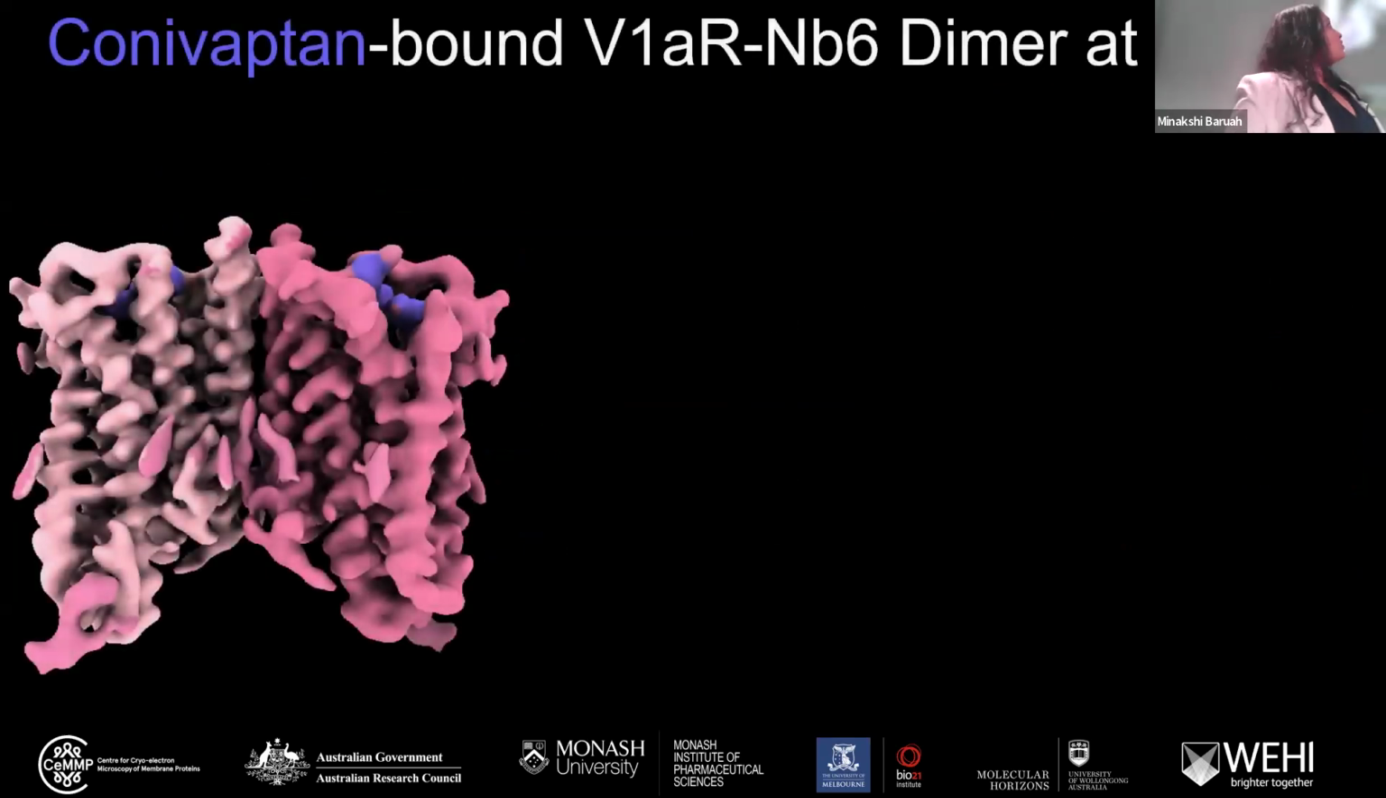Then we also determined another structure of V1AR dimer that is treated with conivaptan at 3.5 angstrom. And we got similar results with two protomers, a little bit of nanobody 6 density, and surrounded by lipid-like densities. However, in this structure, we couldn't see anything protruding upwards or that could correspond to ECL2. Now, if you remember, for the conivaptan in the monomer complex as well, we couldn't see any ECL2 densities.